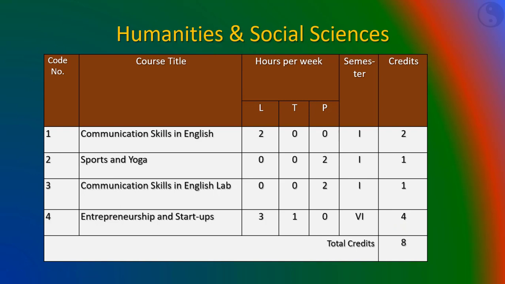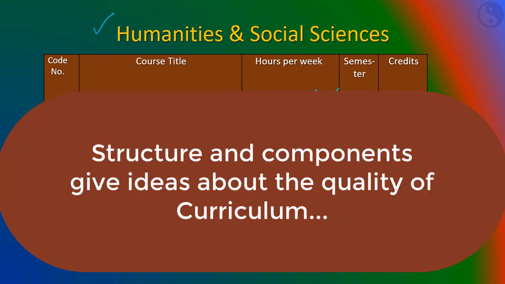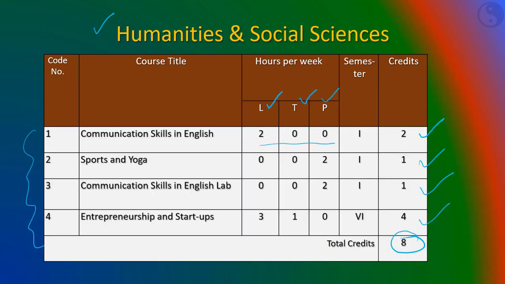Curriculum has some components, like humanities and social science is a component, and under these components, the structure of theoretical class, tutorial class, and practical classes are allocated like this in terms of hours per week. And there is some allocation of credits based on the weightage of the subject to the overall contribution of the whole program. And for humanities and social science, the total credit is 8. The structure as well as components indicate the quality of the curriculum. The structure indicates the declaration of dedication of teaching learning process for delivery of the content.